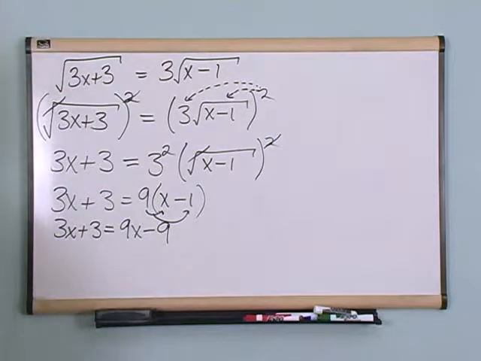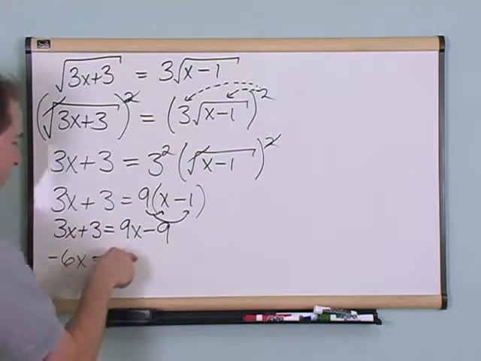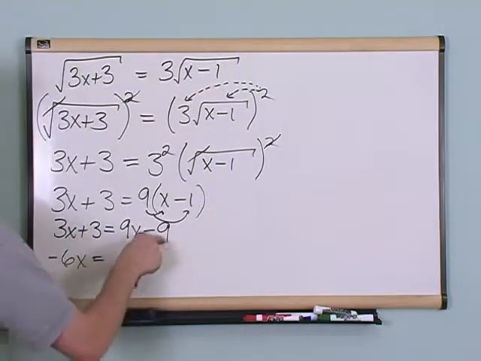Then what I'm going to do is move this 9x over here, so I'm going to subtract 9x from both sides of the equation. On the left, I'm going to have negative 6x, because 3x minus 9x gives me negative 6x. At the same time, I'm going to move this 3 over here by subtracting 3.